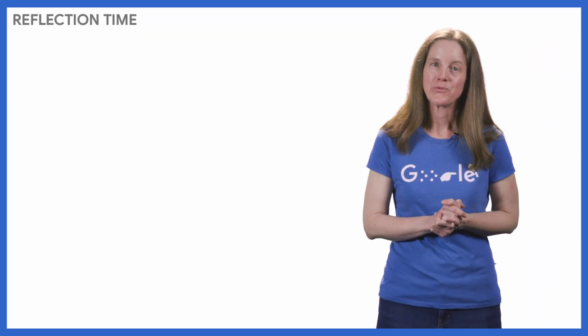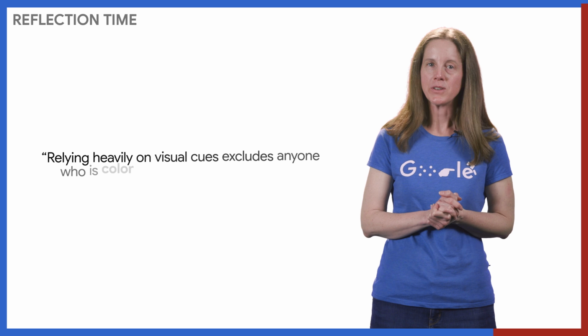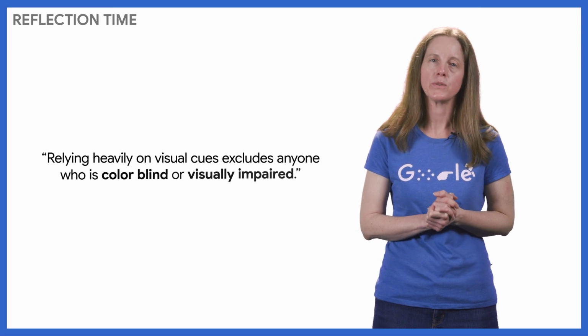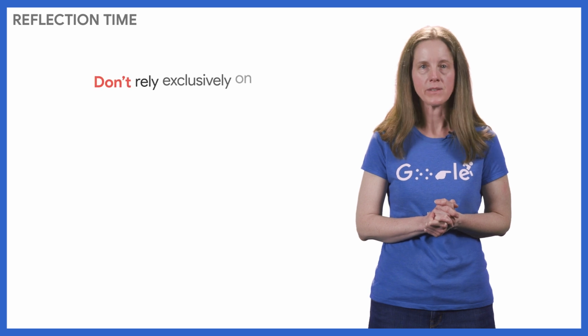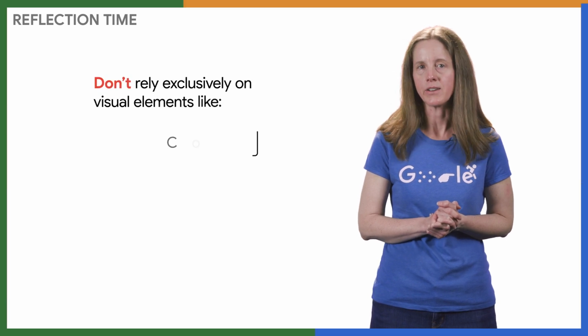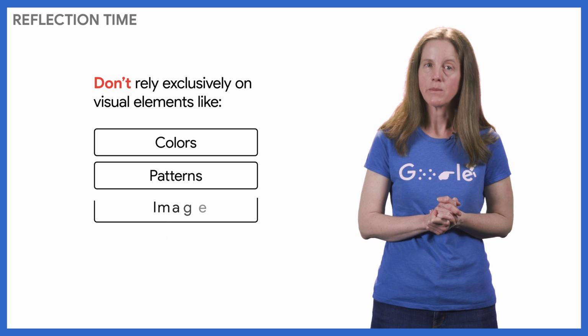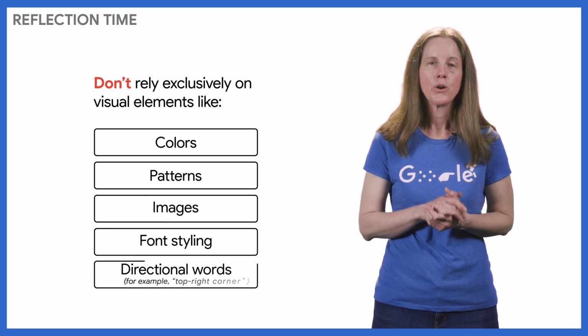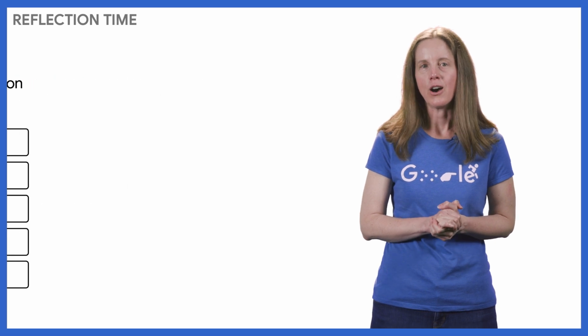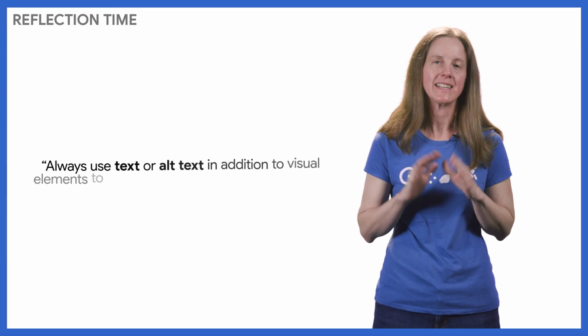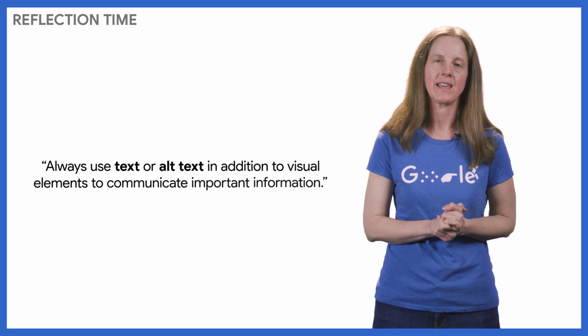In summary, remember that relying heavily on visual cues excludes anyone who is colorblind or visually impaired. Don't rely exclusively on visual elements like colors, patterns, images, font styling, or directional words, for example, top right corner. Always use text or alt text in addition to visual elements to communicate important information.